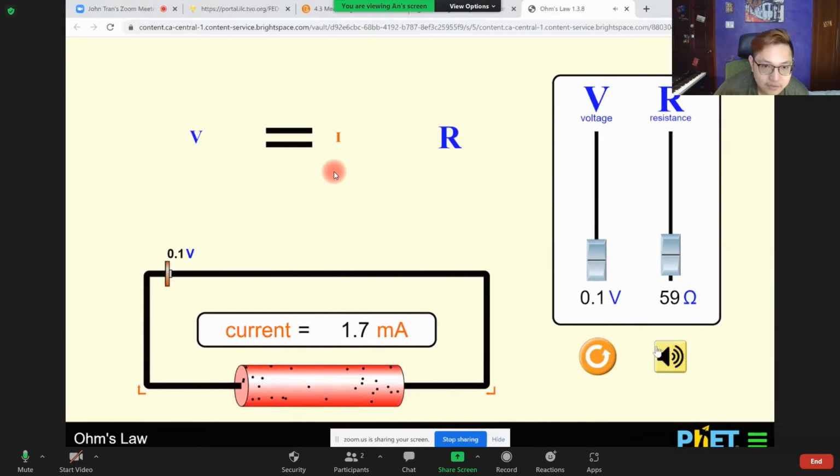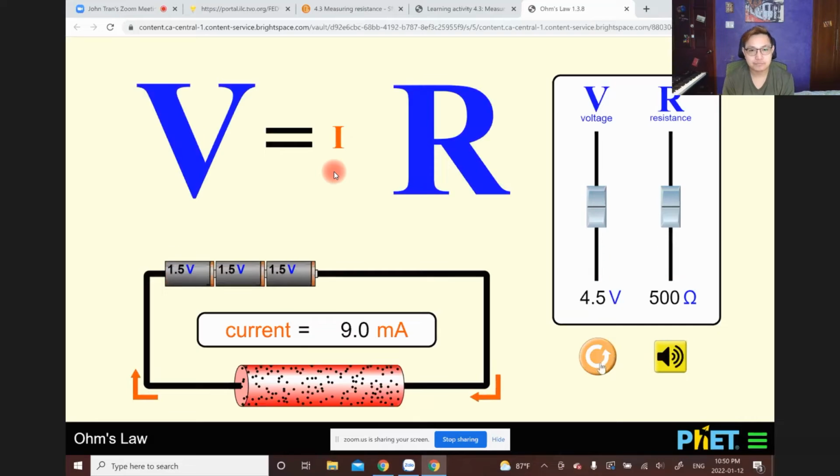Okay, so let's have big R and big V. So of course, according to the formula, I has to be very small.